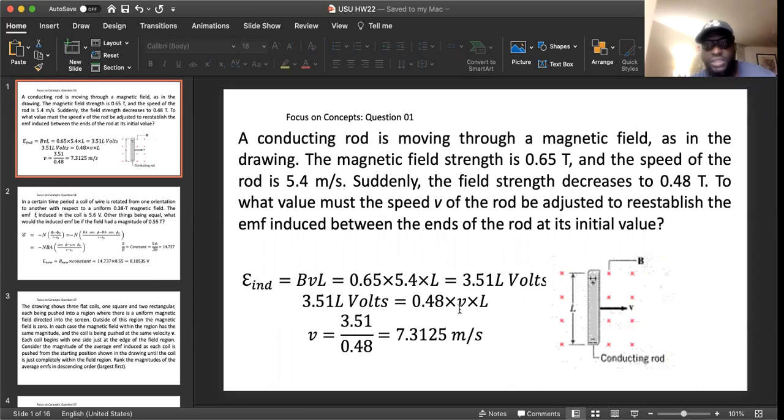And they're asking us to get the speed that we will have to make this induced EMF the same. So I equate 3.51 L volts from the first B. Then I multiply the new B by a new V times L again. So the L's cancel out. So my speed becomes 3.51 divided by 0.48, 7.3125 meters per second. That becomes the answer to this problem. So we'll go to the next problem.